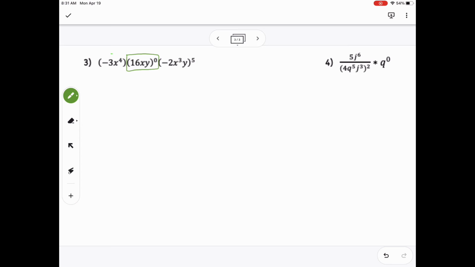Number 3, the first thing I noticed is that 16xy to the 0 power is there, so that's rule number 4. So that just cancels out because it's just 1, and then I can move the rest of my stuff down and move forward. Okay, the next thing I notice is that there's a 5 on the outside of that last parentheses, so that means I'm going to distribute that 5 through using rule number 2. And so then I get negative 2 to the 5th times x to the 15th times y to the 5th in that parentheses.